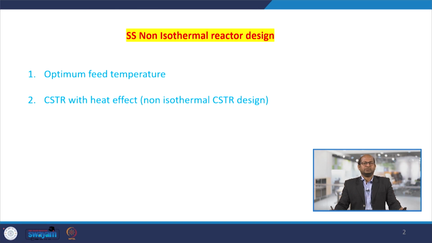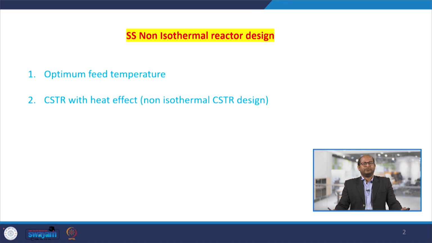In this course we are discussing steady state non isothermal reactor designs. We already discussed this in our previous class, and today we will discuss the optimum feed temperature for a non isothermal reactor. Let us say for a particular reaction we have taken a CSTR, and we are maintaining the temperature in the coolant outside of the reactor.